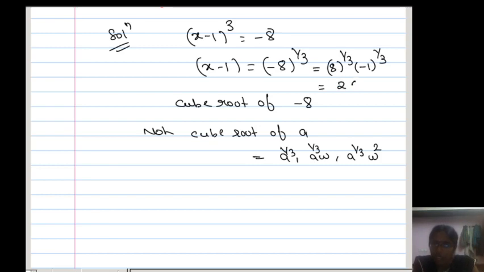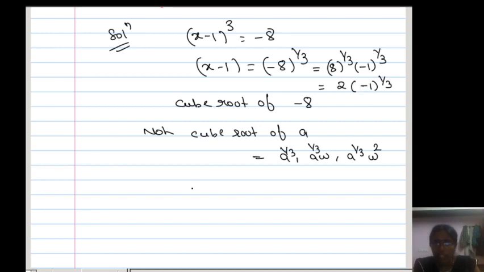2 into minus 1 whole power 1 by 3, I am writing; otherwise I can simplify like that. So now I want the cube root of minus 1. What are the cube roots of unity? 1, omega, omega square. Then the cube root of minus 1 is minus omega square. We already discussed that previously.